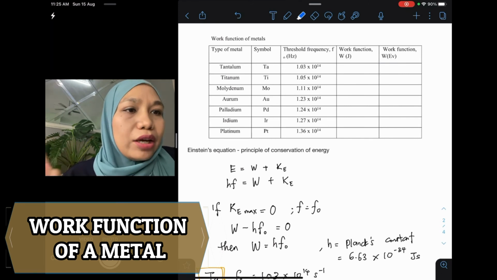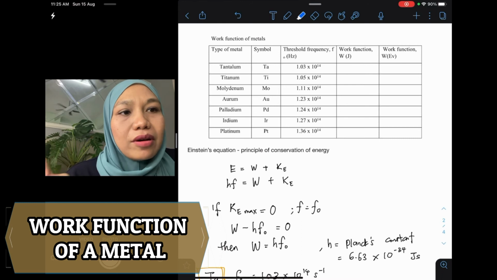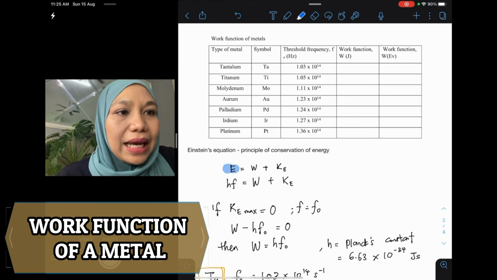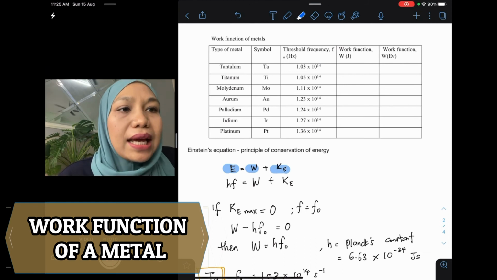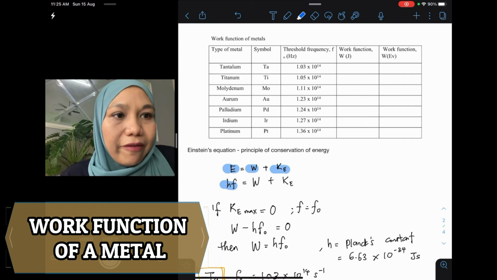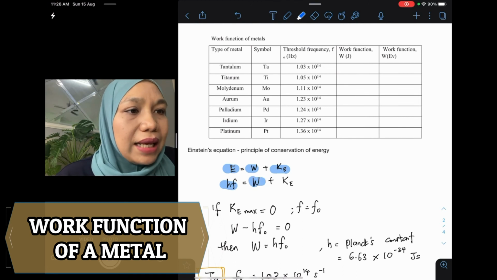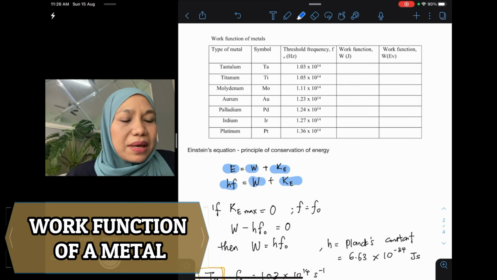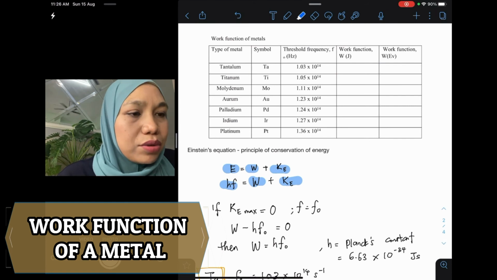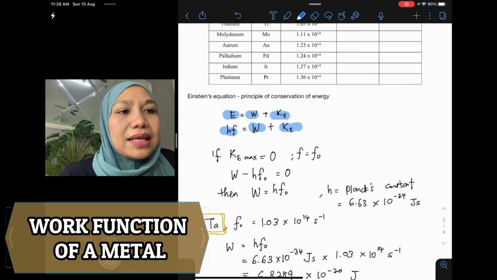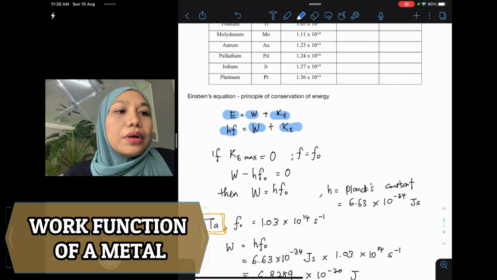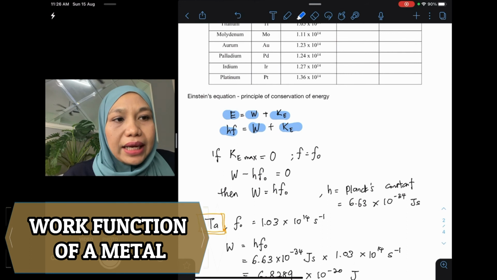So this equation applies the principle of conservation of energy, where E equals work function plus kinetic energy. E, the energy here, is from Planck's equation, E equals hf. So E or hf equals work function plus kinetic energy. If maximum kinetic energy equals 0, then frequency f equals threshold frequency. So W minus hf naught equals 0, and then W equals hf naught.